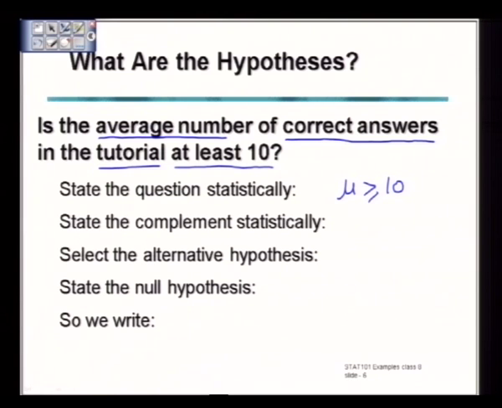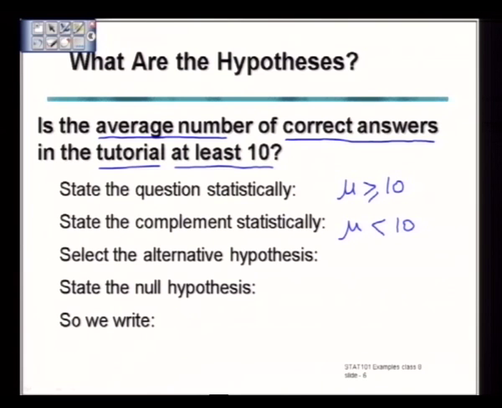So I state the question statistically, which is that the mean is equal to or bigger than 10. At least 10 means greater than or equal to, which means the complement of that, the rest of the number line, is the mean is less than 10. So that's my concern. If the mean is less than 10, I'm not doing a good job.